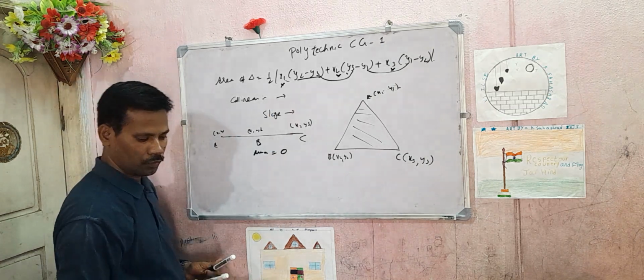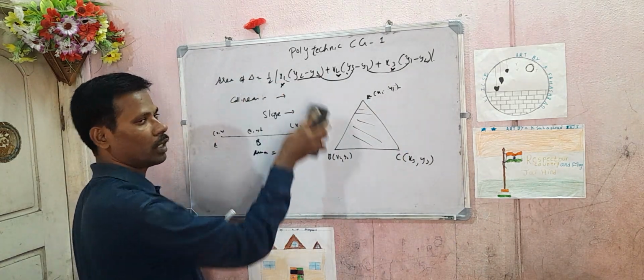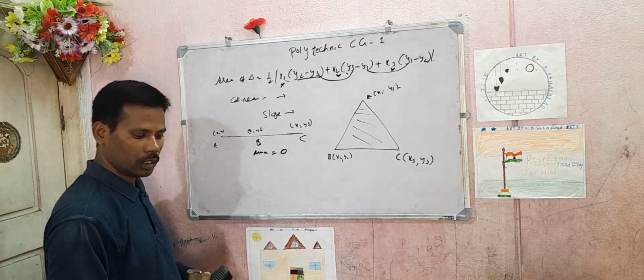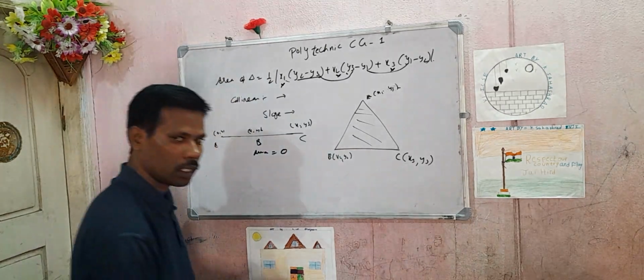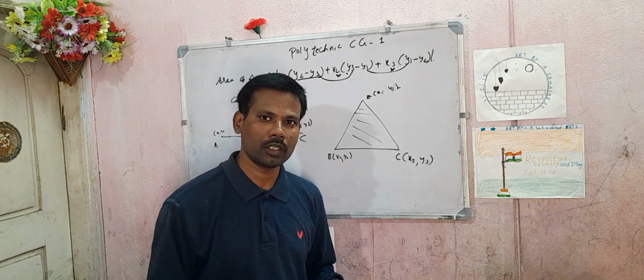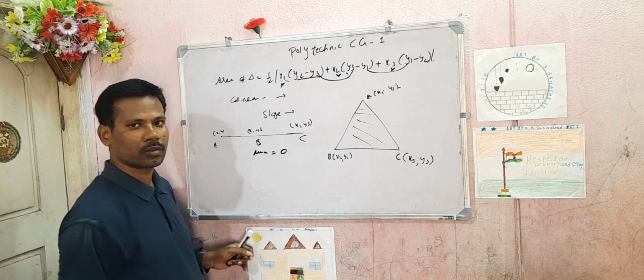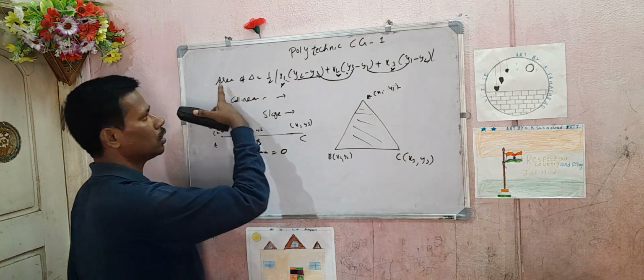Next, this is over. Next, come back to slope. Very, very important. What is slope? Can anyone tell what is meant by slope? We are dealing with coordinate geometry. Slope is nothing but the ratio of y coordinate by x coordinate. So this concept is clear.